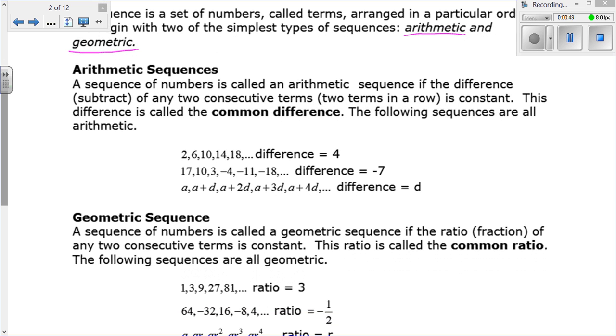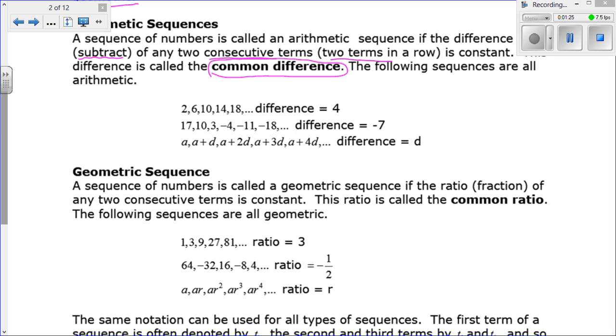An arithmetic sequence is a sequence of numbers. A sequence of numbers is called an arithmetic sequence if the difference, which means you subtract when we have difference, of any two consecutive terms, consecutive means two in a row, is constant. This difference is called the common difference. This is very important, the common difference. The following sequences are all arithmetic.